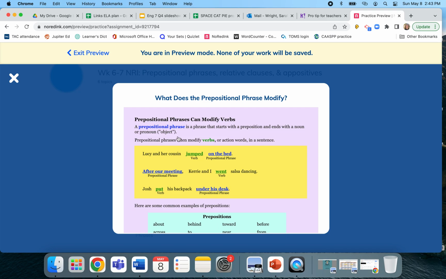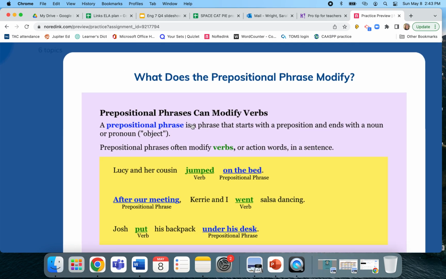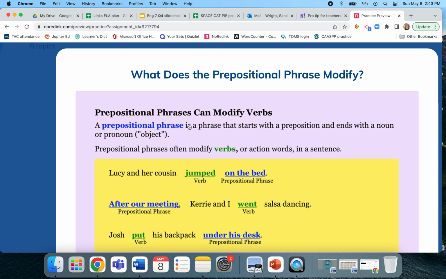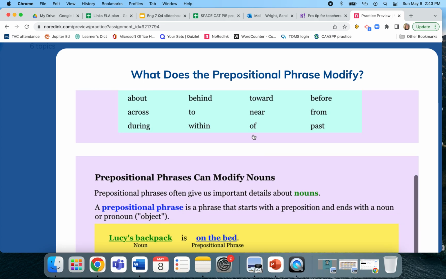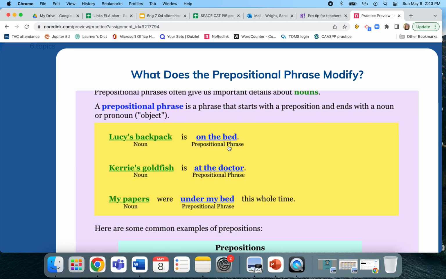All right, so here's just some basic knowledge on this. Prepositional phrases are phrases that start with a preposition and end with a noun or pronoun, okay? So we use these all the time. A lot of times it's just like 3 words. They can modify either verbs or they can modify nouns.